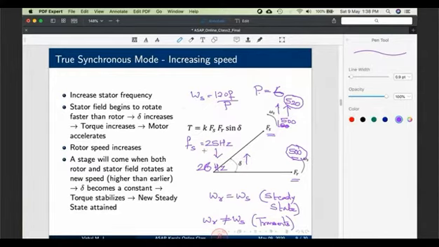Once delta increases, what happens? Torque is proportional to sine delta. As delta increases, torque increases. What happens if the torque of a machine increases? The motor will accelerate. That's how we achieve increase in speed using true synchronous mode.